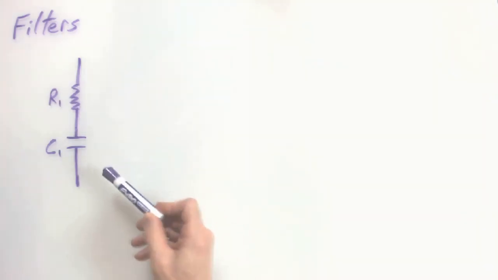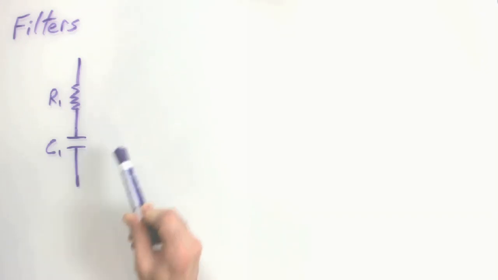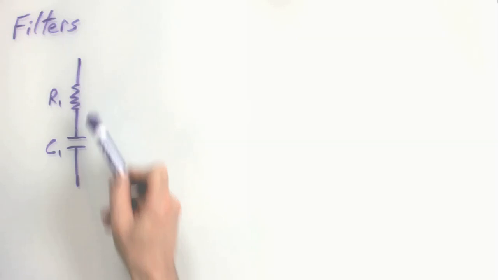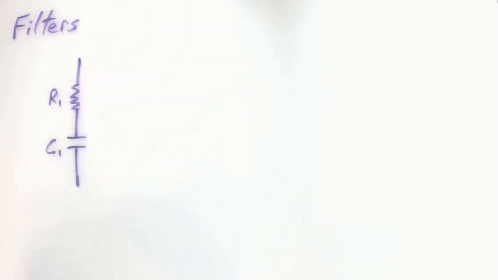So here we have a voltage divider that uses a reactive component, C1. Instead of two resistors, R1 and R2, we're going to use a resistor and a capacitor. And that's what's going to give us a filter.